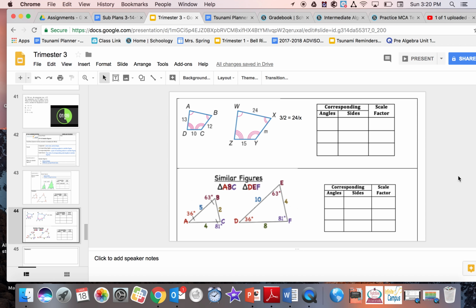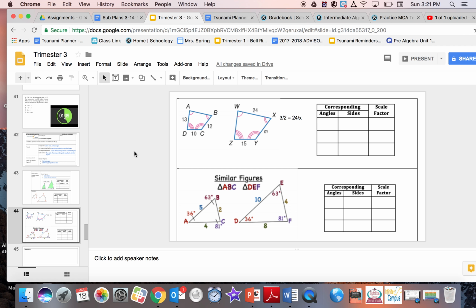This is kind of a preview to what we're going to do tomorrow, but I want to see if any of you could solve that proportion, or solve for X. If you can, circle it right here. You're used to seeing this proportion written up and down. So 3 on top, 2 on the bottom is equal to 24 over X. And then we can cross multiply and divide to solve for X.